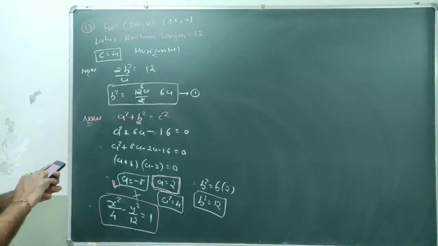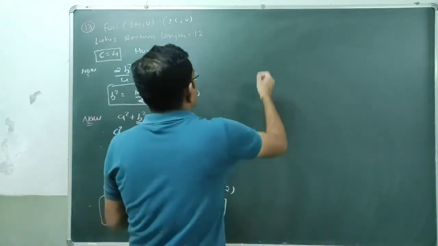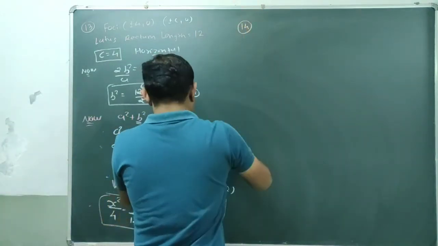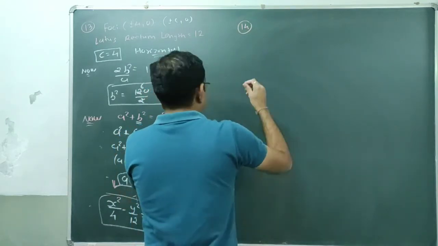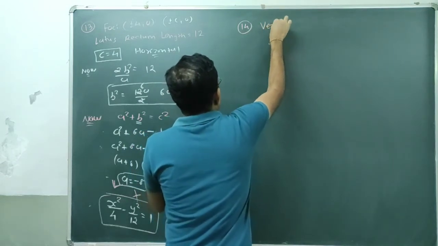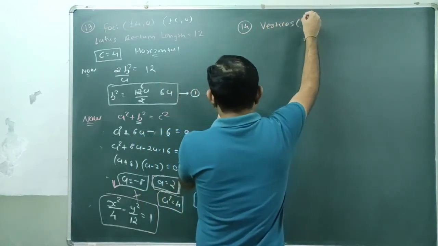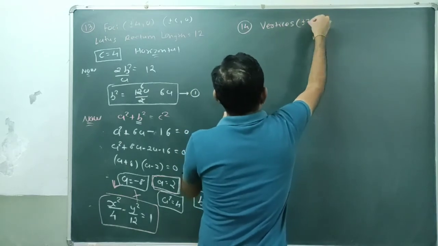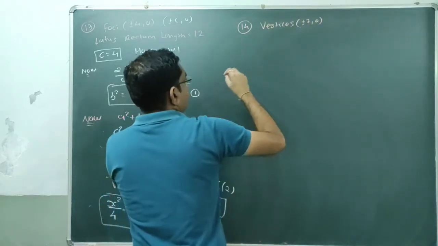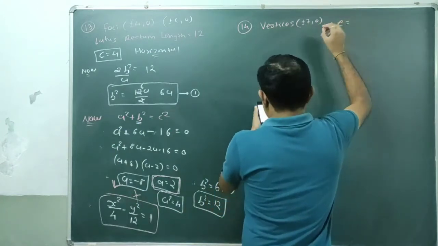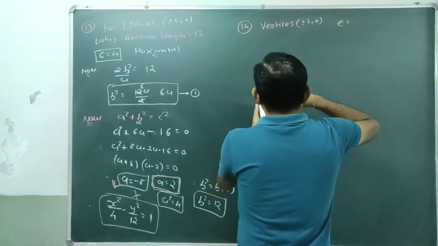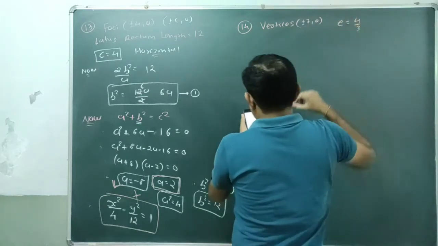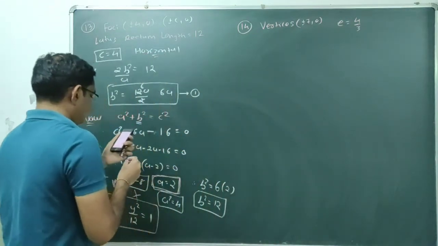Now question number 14. Find the equation of hyperbola satisfying the given conditions. Vertices are given. Coordinates of vertices are plus or minus 7, 0, and eccentricity E is 4 by 3. Done. So this is given.